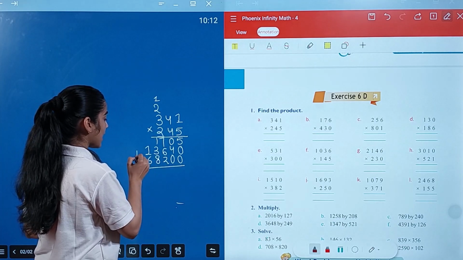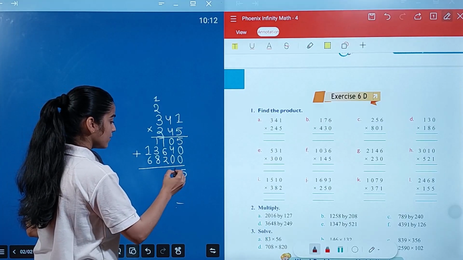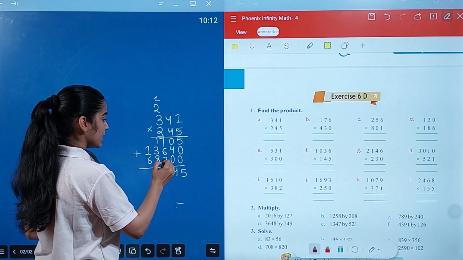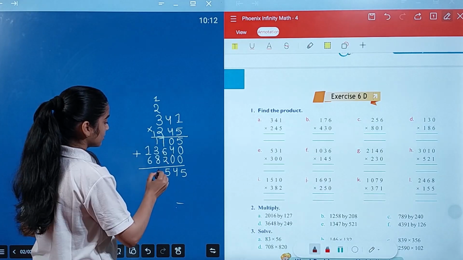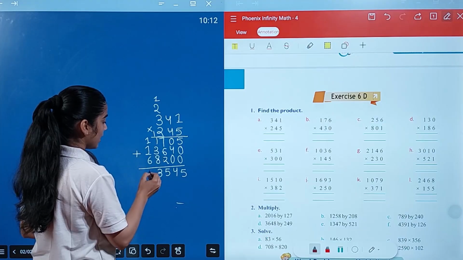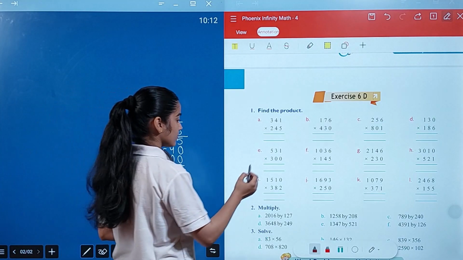After this, I have to add these three addends together. 5, 4, 6 plus 2, 8, 8 plus 7 is 15, 1, 13, 1 and 8. And this is your final answer, 83,545.